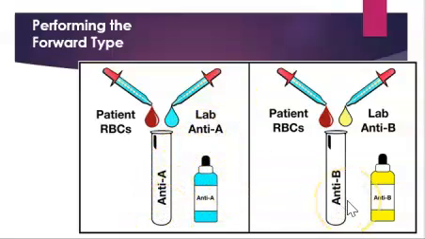In test tube 2, you'll need 1 drop of your patient's red blood cells and then 1 drop of anti-B or your antibody B reagent. And then you're going to spin these down in the centrifuge and then you're going to look for an agglutination.